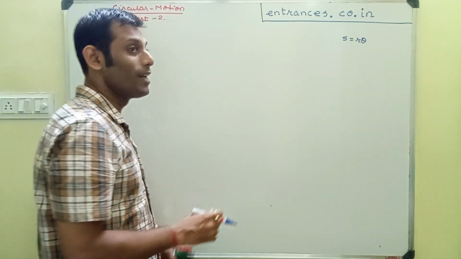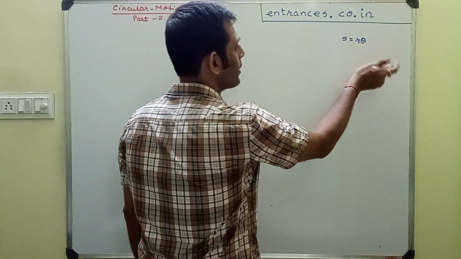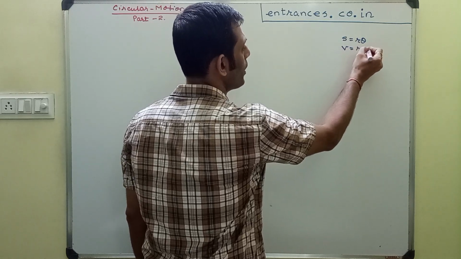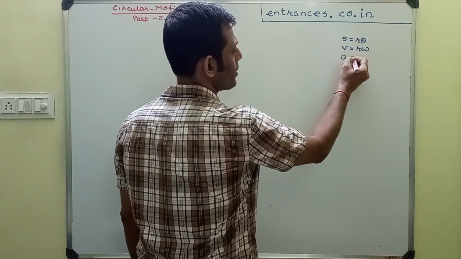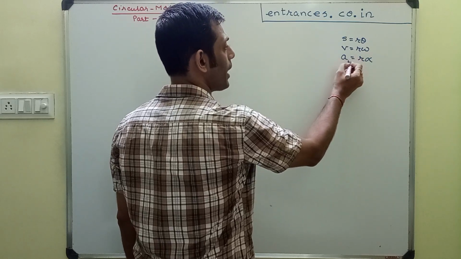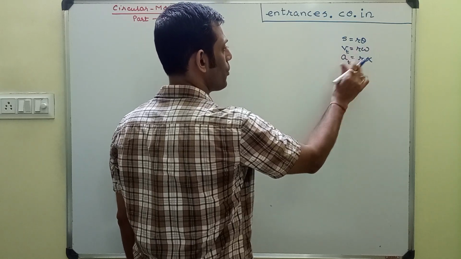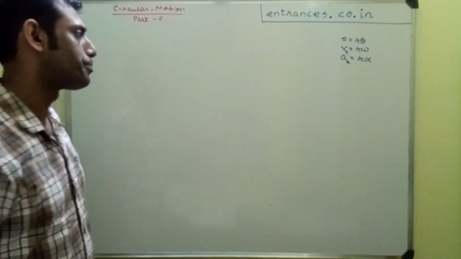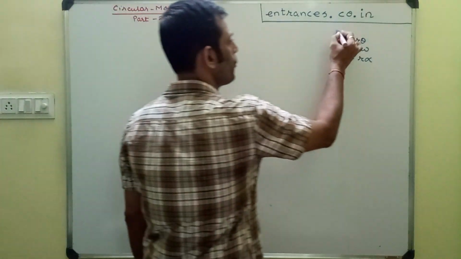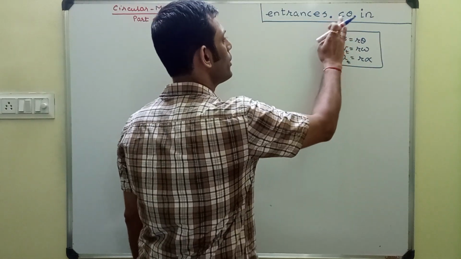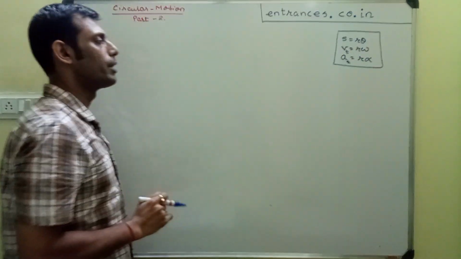Well, let's get back. s equal to r theta. Then we have v equal to r omega, and then tangential acceleration at equal to r alpha. Now this is the tangential acceleration, this is the tangential velocity, and s is the motion along the arc of a circle. They are related through the radius of the circular trajectory.